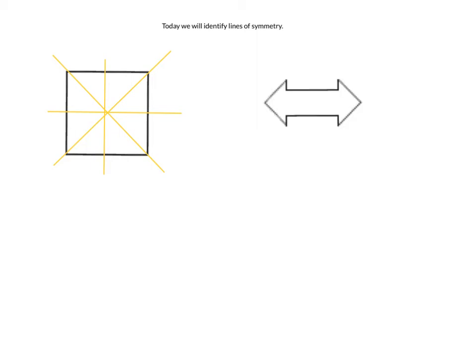Now this next shape has one line of symmetry. If you cut it right down the middle, you'd be able to fold one part over the other and they would fold right on top of each other and they're identical.